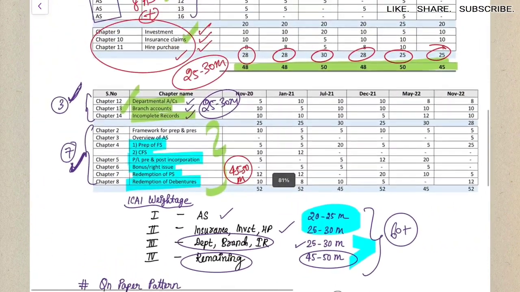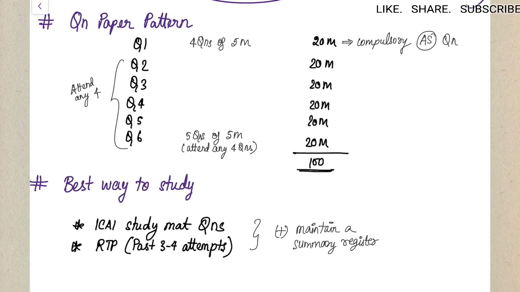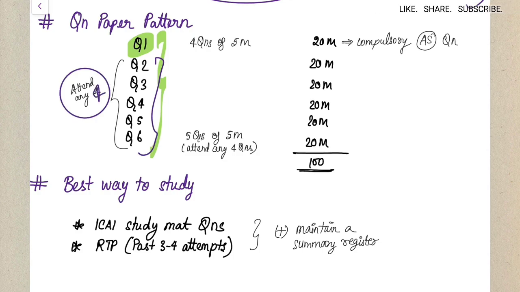So now that we have understood what are the important chapters and how you have to go about it, now let's discuss quickly the question paper pattern. Yes, so you are going to be asked totally 6 questions in your examinations, out of which question 1 is compulsory, and out of the rest 5 questions, you have to attend any 4. You have to attend any 4 questions, correct?